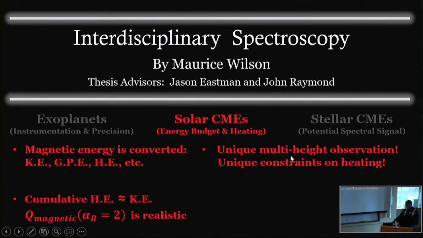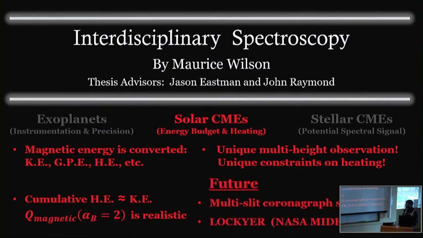One of the most important things about this study was the fact that the data set itself was unique. And that in turn allowed me to get unique constraints on the heating that's going on in these CMEs. So for the future, I would like to see multi-slit coronagraph spectrometers, because the whole reason why this was unique and lucky is because it was a single slit spectrometer shifting, luckily at the perfect time, perfect position, angle, everything. So if we have two slits just staying there monitoring the corona, then the CME would just cross. We don't need to get lucky and shift things around. And Lockyer hopefully will be one of those multi-slit coronagraph spectrometers. It's going to be proposed as a NASA MIDEX mission.